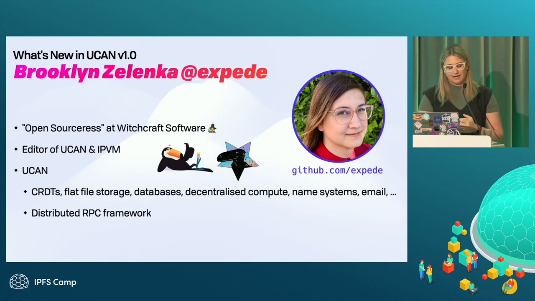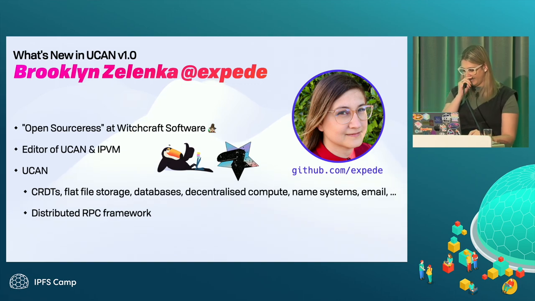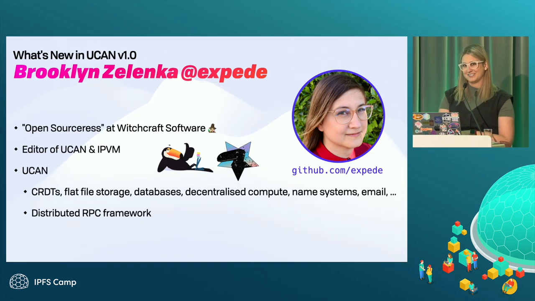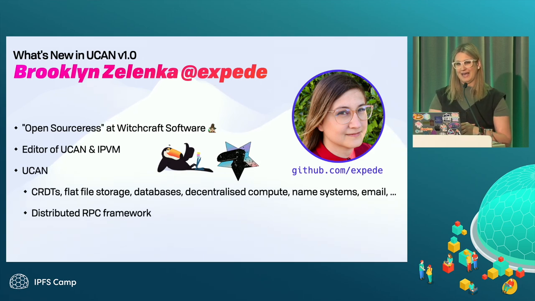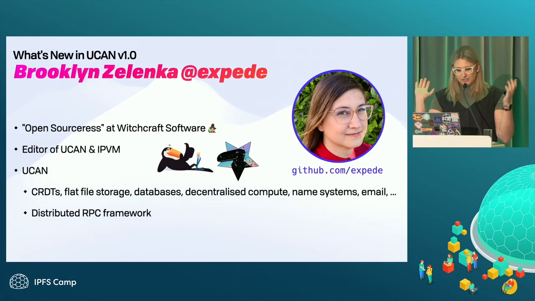And UCAN is a project that we started at my previous company, Fission, about 4 years ago to solve a really narrow problem that we had. And then a bunch of other people started picking it up and using it for all kinds of things that we didn't expect, sort of your typical open source ideal scenario. And it's ended up in all kinds of places, like CRDTs, file storage, databases, decentralized compute, name systems, email, all over the place.